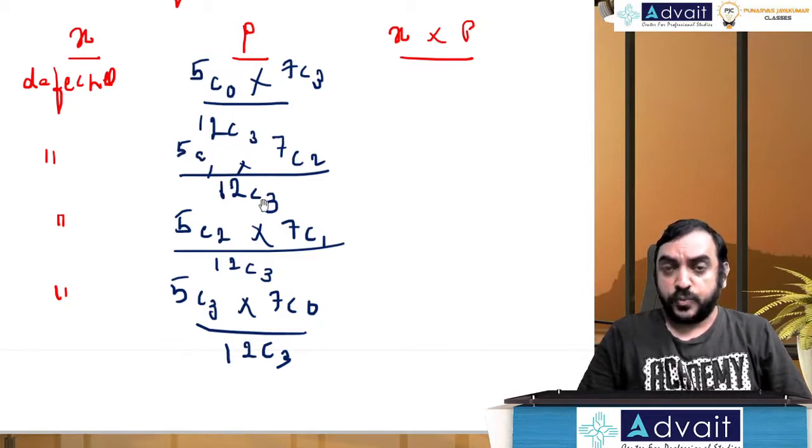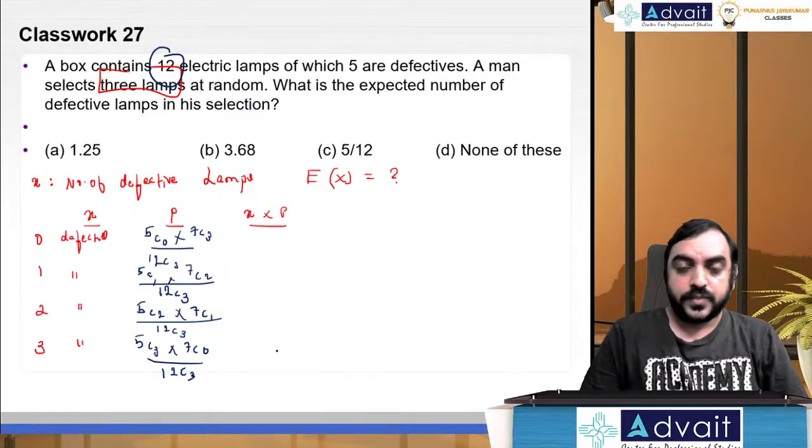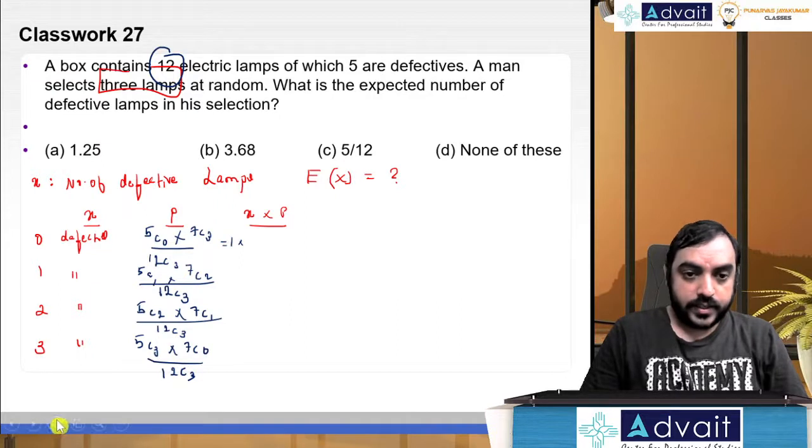5C1 into 7C2 by 12C3. 5C2 into 7C1 by 12C3. 5C3 into 7C0 by 12C3. And then it's a matter of just calculation. 5C0, that means 1. 7C3, this column I'll write a little later. This x into p column I'll write later. First let me simplify this.